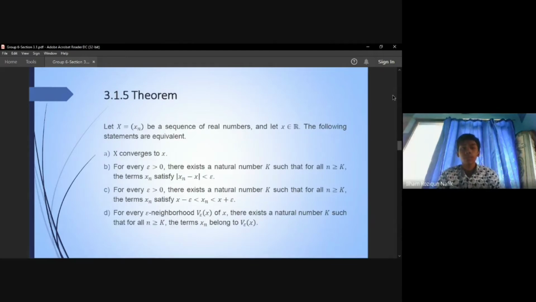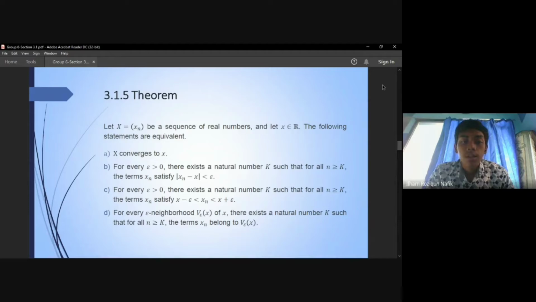Okay. The next theorem is also about the limit of a sequence. Let X = (x_n) be a sequence of real numbers, and let x be an element of the real numbers. The following statements are equivalent. Point A, X converges to x. B, for every epsilon greater than 0, there exists a natural number K such that for all n greater than or equal to K, the terms x_n satisfy the absolute value of x_n minus x less than epsilon.